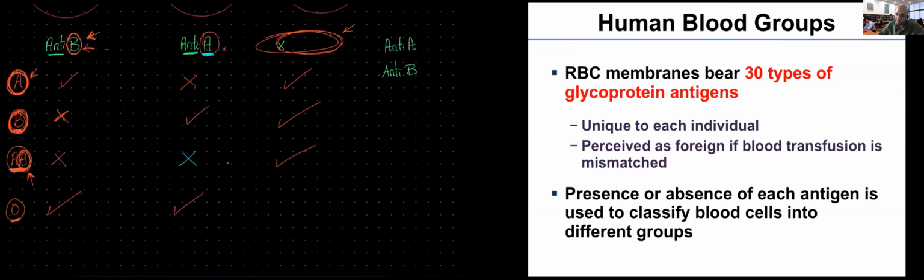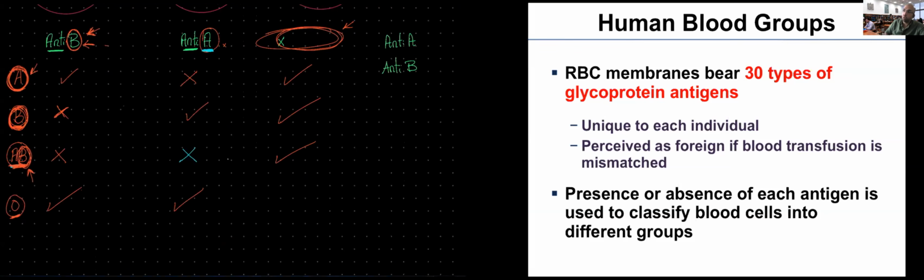So is it safe to give a blood group type AB an O blood transfusion? Yes or no? Again, one last time. Yes.